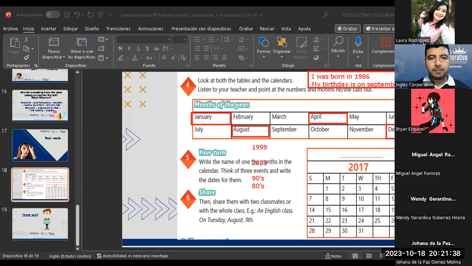Okay. I was born in 1977. My birthday is on January 23rd. Thank you. Okay, very nice. Jasmine and Imelda. I was born in 1985. My birthday is on October 4th. Perfect. Imelda and Wilmer.